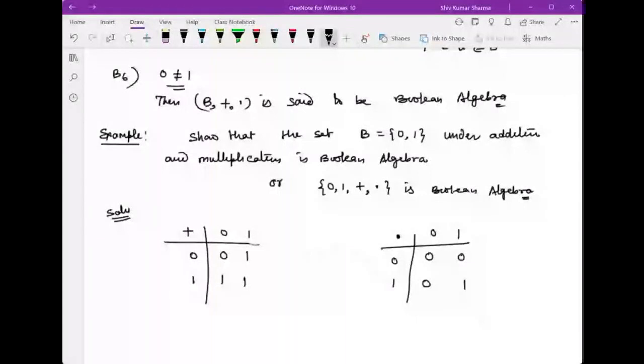So this is the table. 1 plus 1 is 1. We read only binary digits 0 and 1. Here in Boolean algebra, we follow the binary number system.